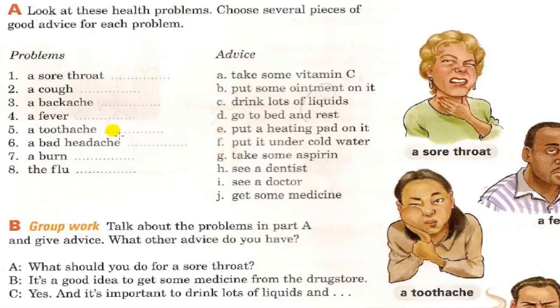A toothache, pains in teeth. For a toothache, the answers G, H, I. It's important to see a dentist. A dentist, a doctor for curing teeth. I, it's important to see a doctor. G, it's important to take some aspirin.